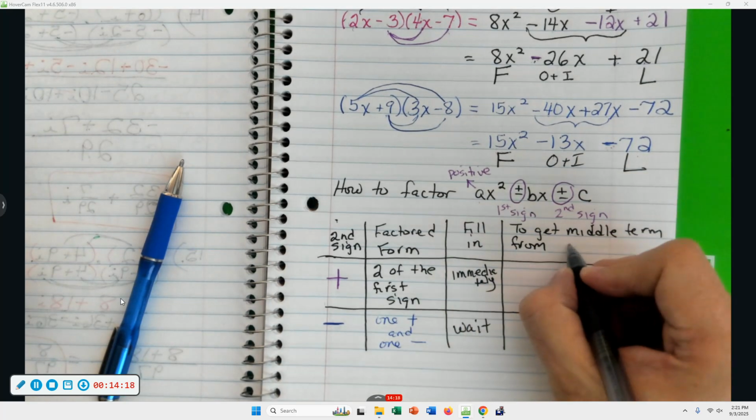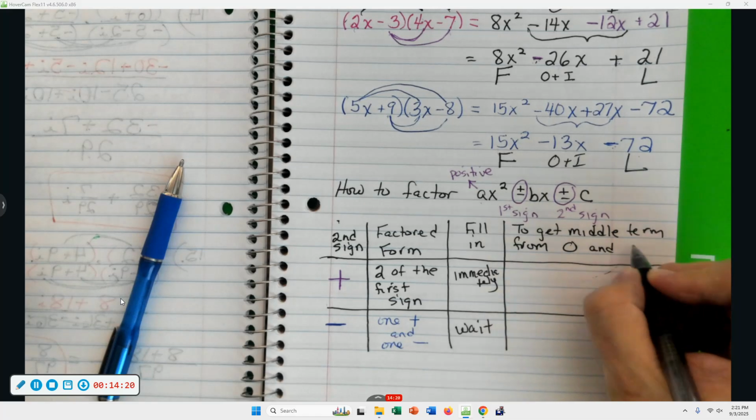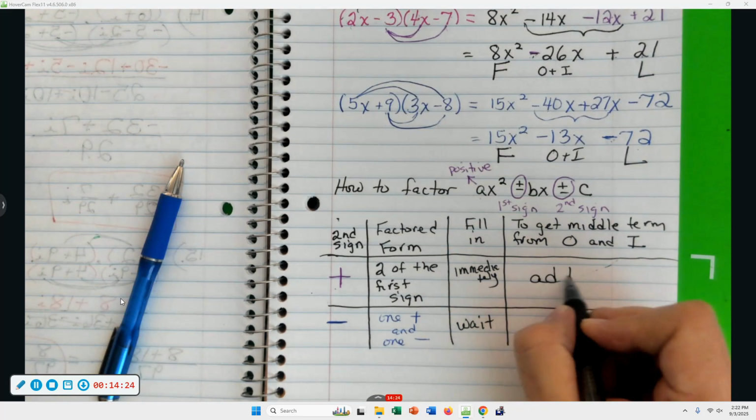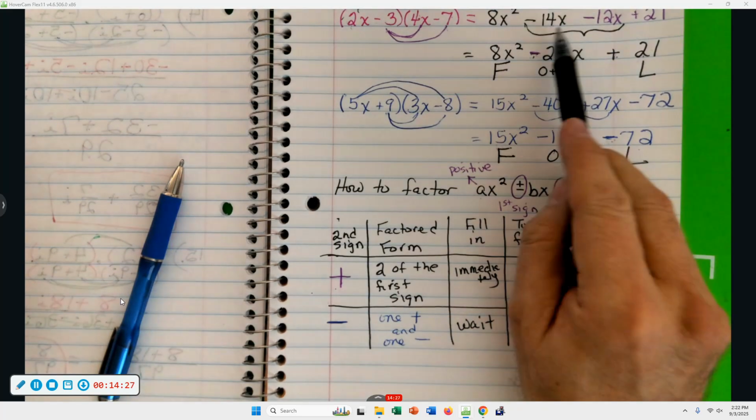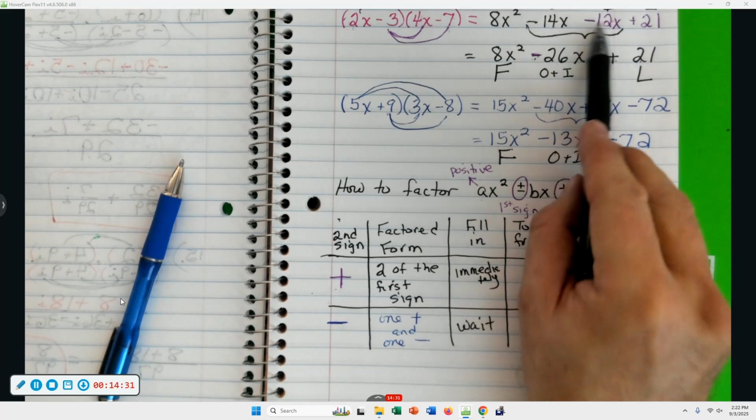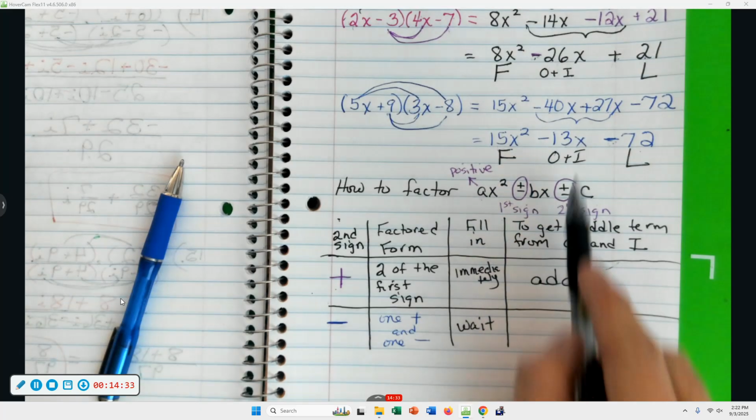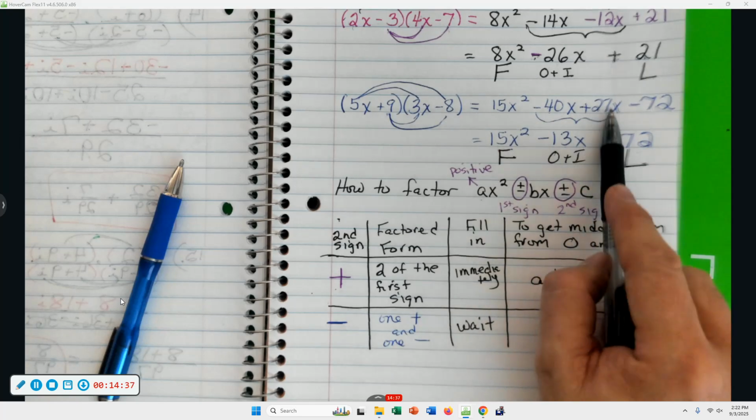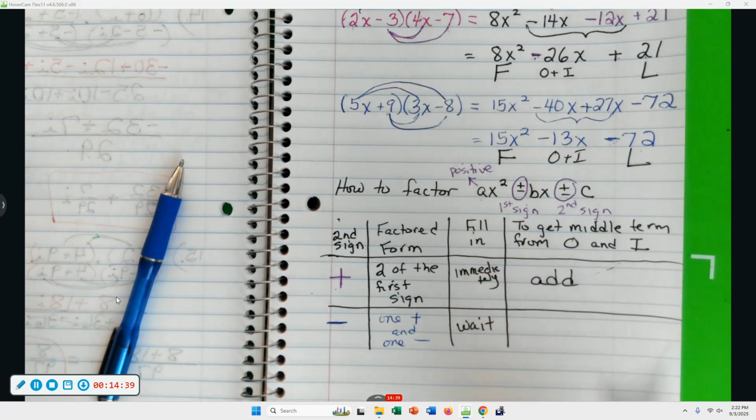from O and I, if the second sign is plus, we add the numbers. You're adding 14 and 12 to get 26. Ignore the signs. Just adding them to get 26. Down here to get 13, the 40 and 27, since one's positive and one's negative, you're subtracting.